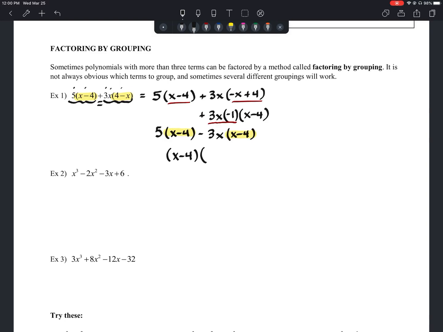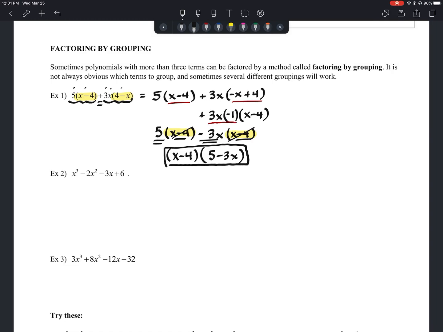over. Well, if I've pulled this out as a greatest common factor, it's like it's gone, right? So what's left over is this 5 minus 3x, and so we'll bring that down here. So this quantity of x minus 4 was our greatest common factor, and we pulled it out. And that leaves us now with a factored form of our expression here. We have the quantity of x minus 4 times the quantity of 5 minus 3x. Okay, so that one has been factored.